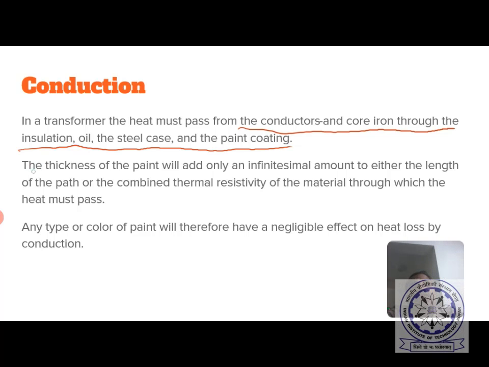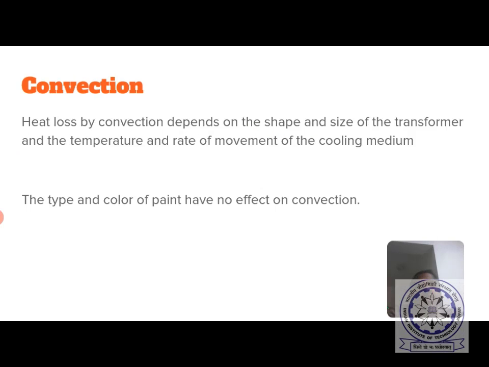If we consider the thickness of the paint, it will be very small actually, an infinitesimal thickness. Therefore, the effect of the color of paint on conduction is negligible. Conduction occurs mainly from windings and core to the oil. And in oil, through convection the majority of the heat will be transferred, not through conduction. So this is the role of conduction, and let us see what convection is.